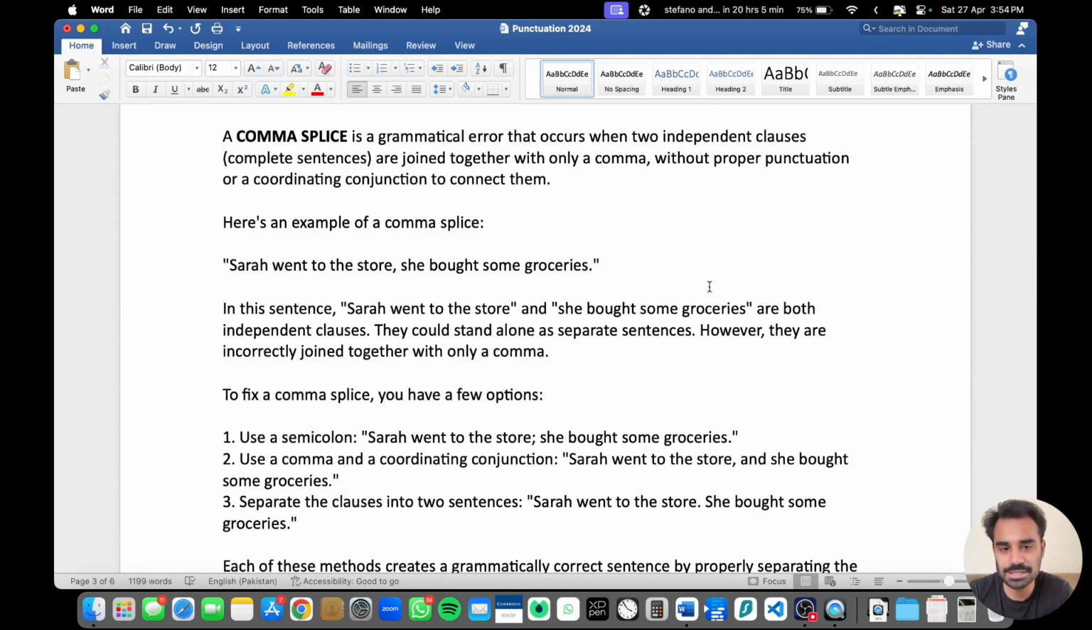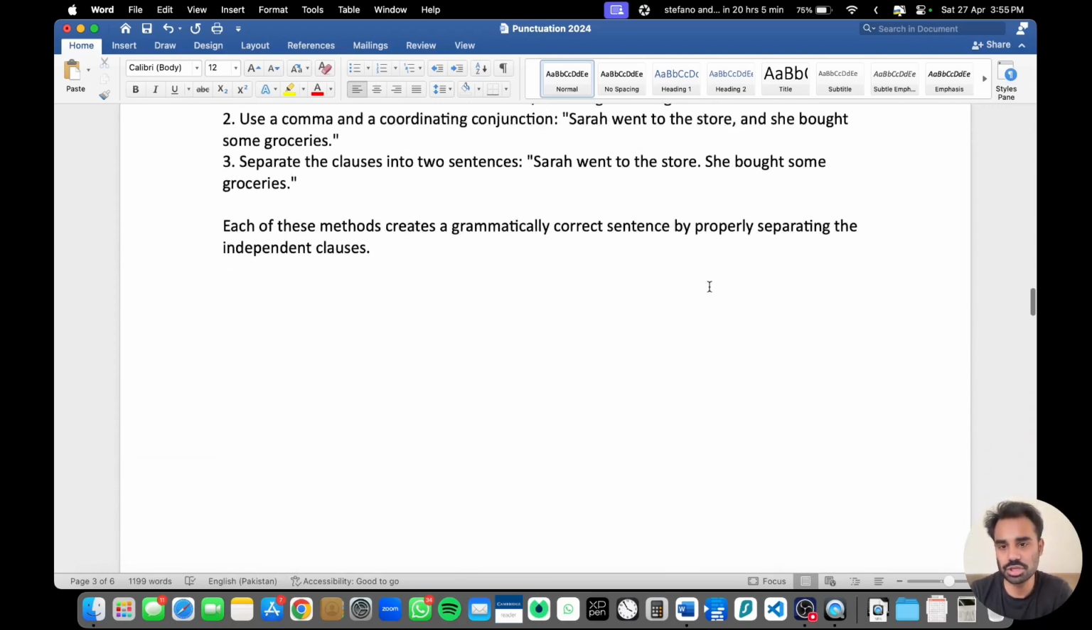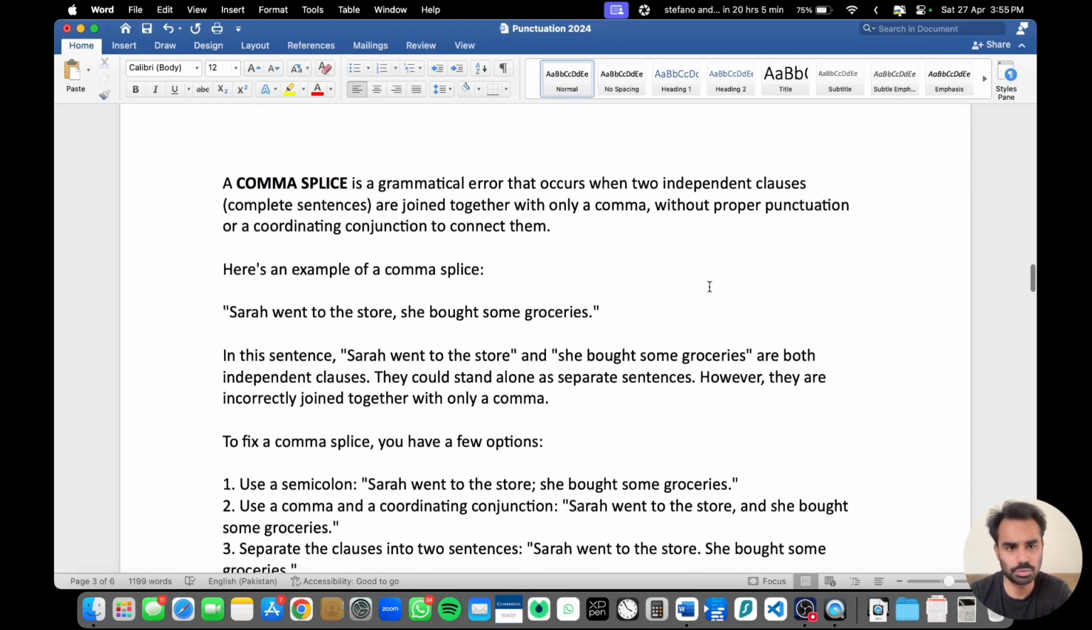Okay, comma splice. Here we go. The comma splice is here. Now there are a couple of situations which are discussed over here, so I'm just going to go through it really quickly. The comma splice is a grammatical error that occurs when two independent clauses, complete sentences, are joined together with only a comma, without proper punctuation or a coordinating conjunction to connect them.